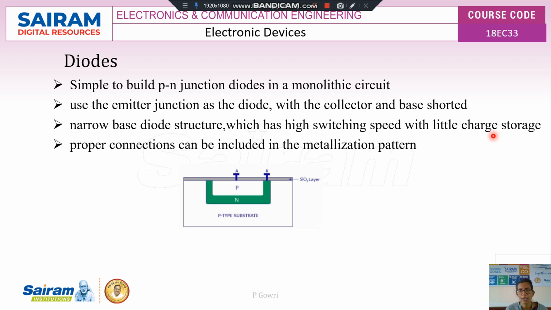So how to obtain a diode? In a transistor, a diode can be formed by taking the PN junction, the emitter to base junction, by shorting the collector to base junction.